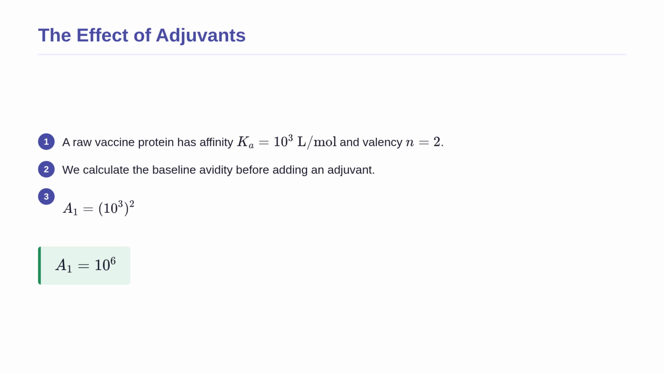This exponential growth leads us to a real-world clinical application, calculating the effect of adjuvants. We are given a raw vaccine protein with an affinity of 10 to the power of 3 and a base valency of 2. We need to find the avidity before an adjuvant is added. We use our exponential formula, plugging in 10 to the power of 3 squared. The final answer is 10 to the power of 6, or 1 million. While 1 million sounds large, in the biological world, this unenhanced state might not be enough to trigger a strong, lasting immune response to protect the patient.